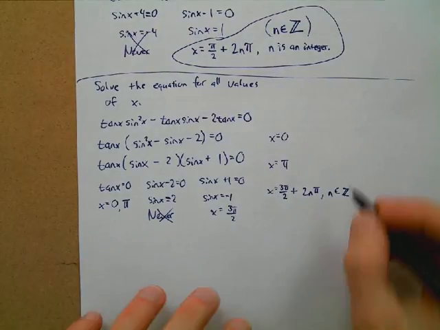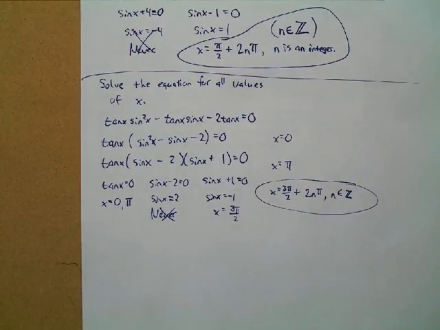Now here's something we got to be careful about, right? Tangent. What's the period for tangent? How often does tangent repeat itself? Every what? Every pi. So here we're not going to add 2n pi to x equals 0 and x equals pi. We're going to add pi to those two. So it'll be plus n pi, plus n pi.